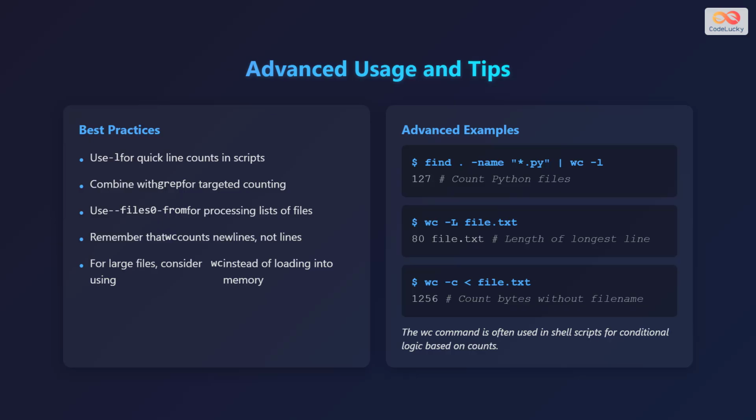An example of advanced usage is counting Python files in a directory using find -name "*.py" | wc -l. To find the length of the longest line in a file, use wc -L file.txt. To count bytes without including the file name in the output, redirect input like this: wc -c < file.txt. The wc command is frequently used in shell scripts to implement conditional logic based on the counts it provides, enabling dynamic behavior in your scripts.